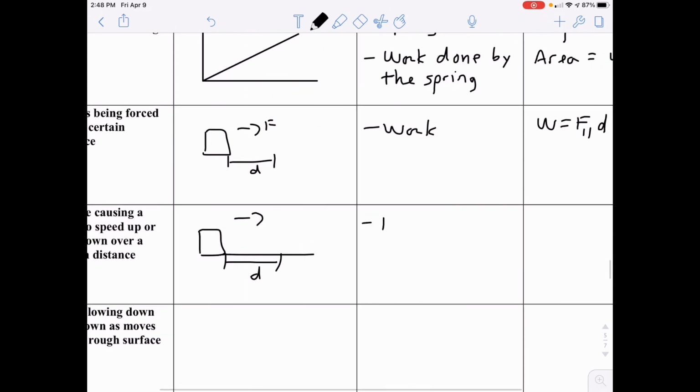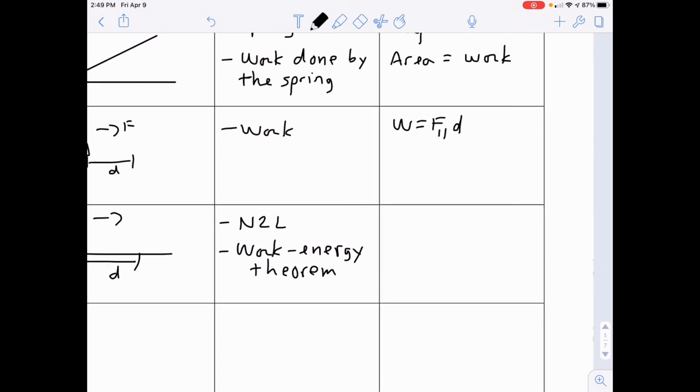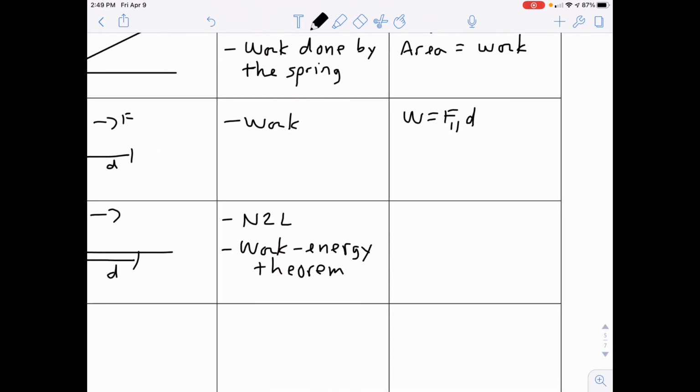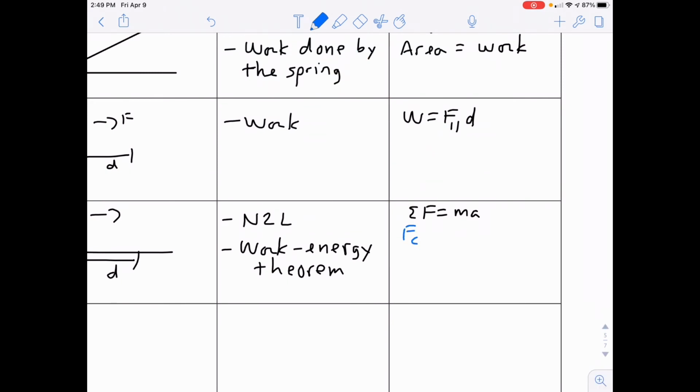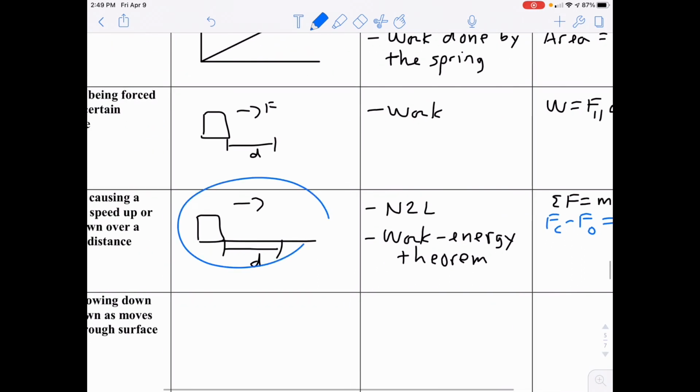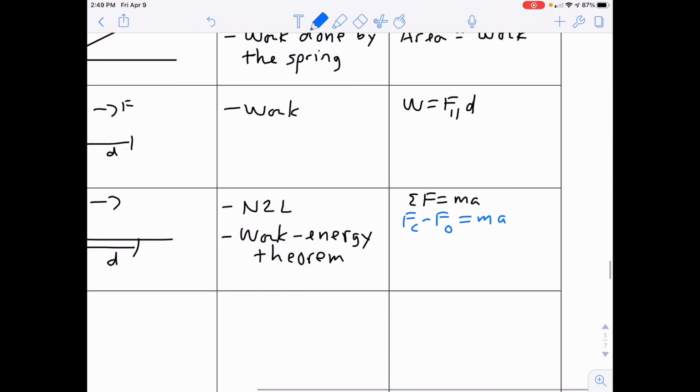Well, if we're speeding up or slowing down, that's a Newton's second law scenario, but it's also a work energy theorem problem. These two ideas were linked. Okay, and they're linked in the following way. Newton's second law, net force equals ma. You guys again need to know that net forces can be written as causing forces minus opposing forces equal ma. And then you simply look at the actual force diagram to see what those causing and opposing forces are.